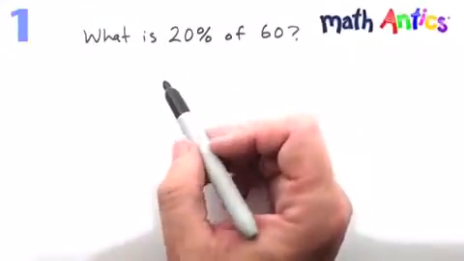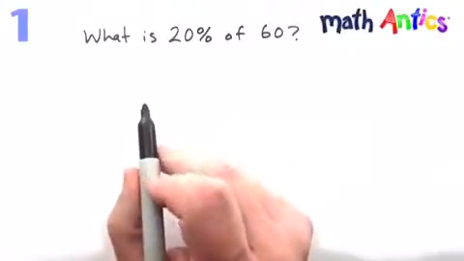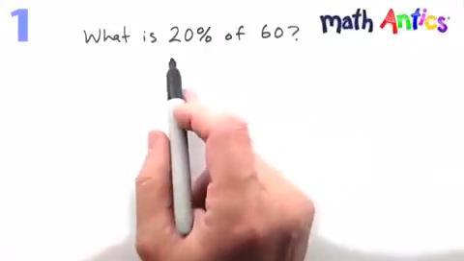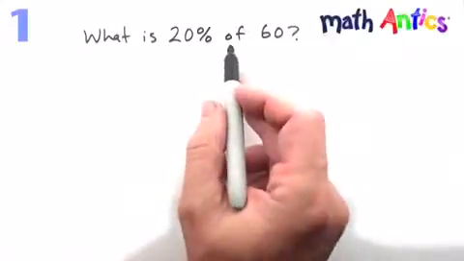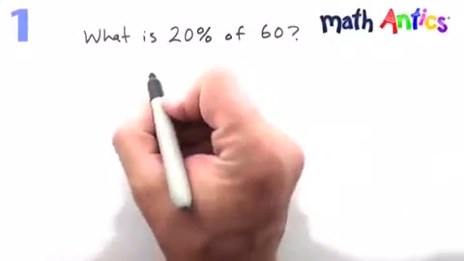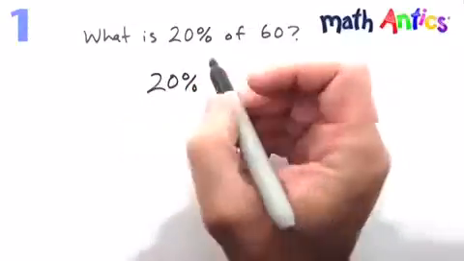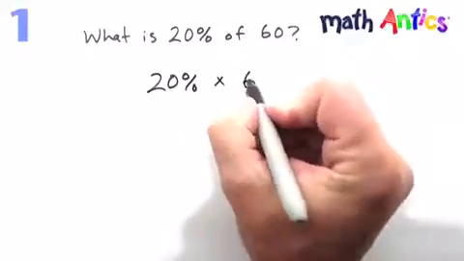Our first problem is what is 20% of 60? Now you'll need to remember from the video that with percentages as well as fractions, when you see "of," you should think multiply. So let's rewrite this as 20% times 60.